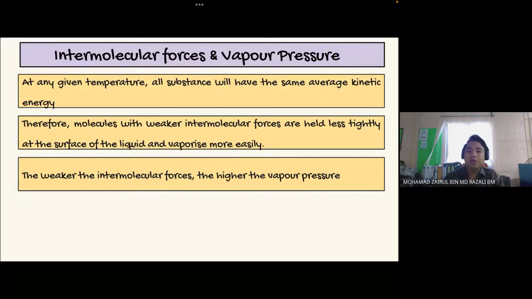Bila intermolecular forces increase, vapor pressure will become weaker. Because now the particles are more strongly together, so harder for the liquid to turn into vapor. Okay, boleh ni?